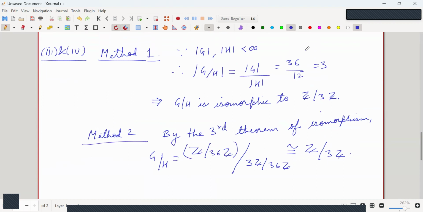But this is a general method, so it will work. For example, if instead of 3Z we are having 4Z, then Z mod 36Z modulo 4Z by 36Z will give us Z modulo 4Z. But this will tell us that 36 by 4, modulo 36Z, will become 9. So it will just tell us that the order of G by H is 4. But that won't imply that G by H is isomorphic to Z mod 4Z.